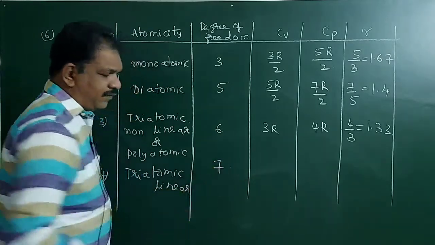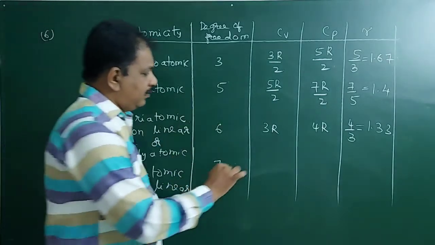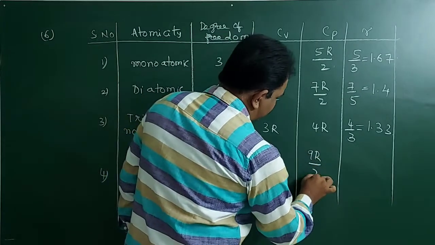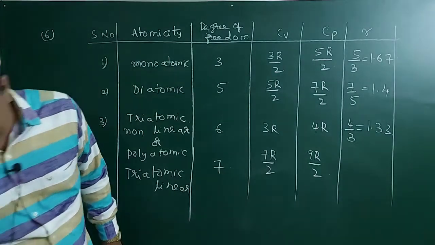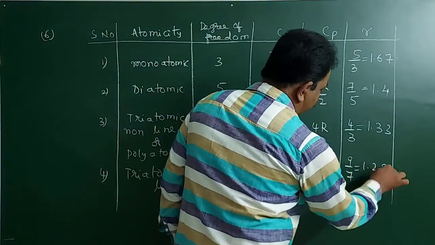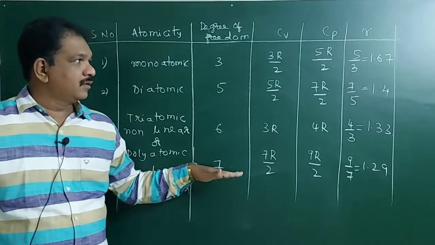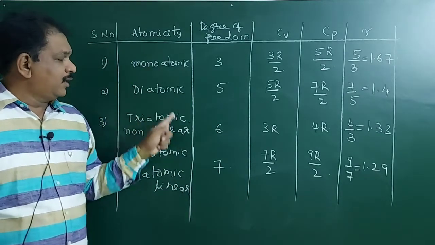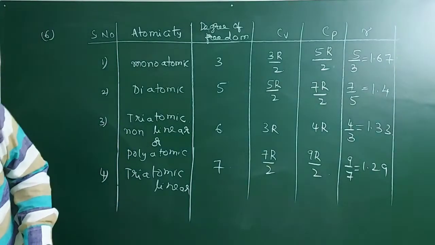If it is a triatomic linear, its degree of freedom will be 7. Then Cv value will be 7R by 2. Cp is 9R by 2. So gamma is 9 by 7, this value is 1.29. So these are the gamma values, Cp, Cv values for different atomicity. Okay, next.